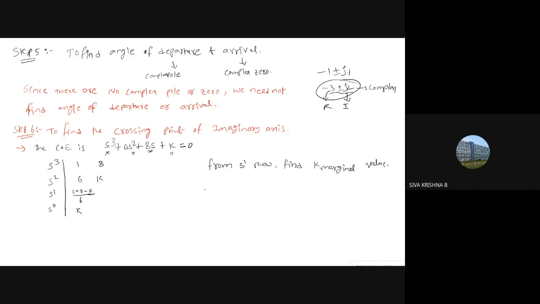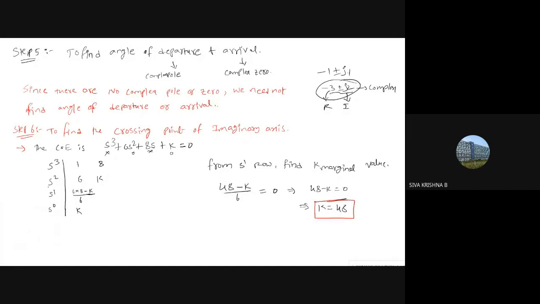So S power 1 row ఏముంది, 48 minus K by 6 equals to 0. That is called marginally stable system. Equality. Greater than పెట్టామనుకోండి stable system. Less than పెడితే unstable system. Okay. So from this 48 minus K equals to 0. That implies K equals to 48. That is the maximum K value, K marginal value you can call.